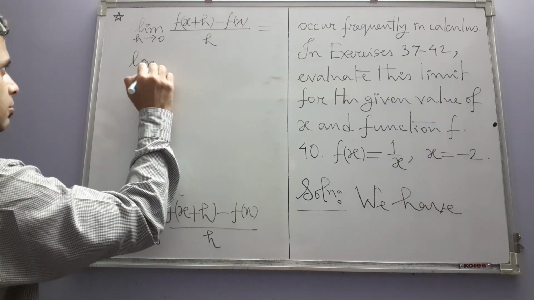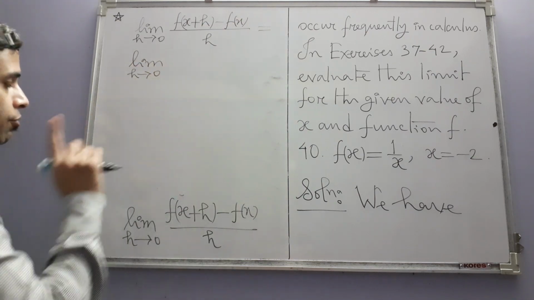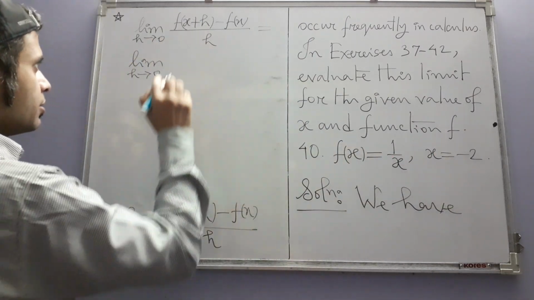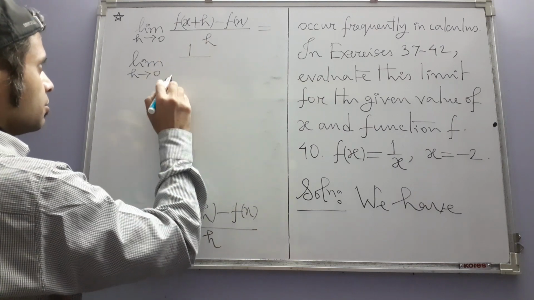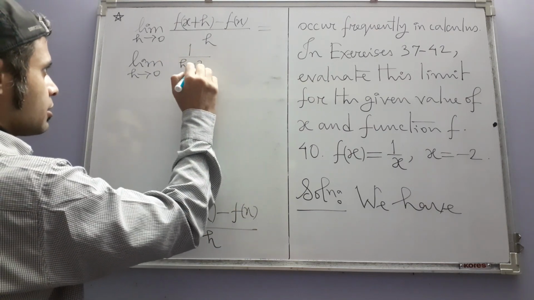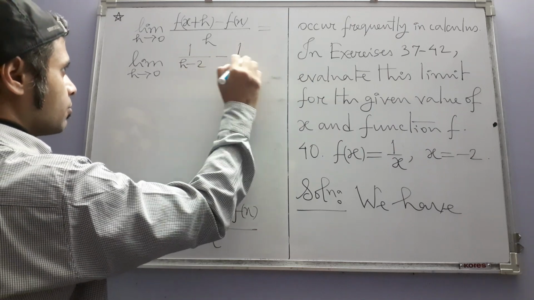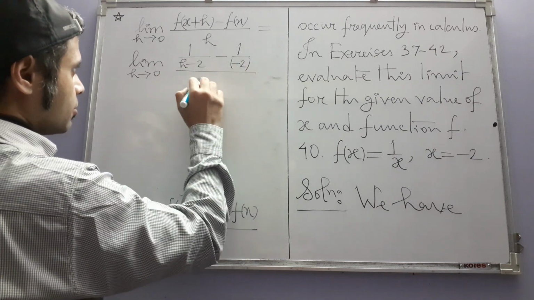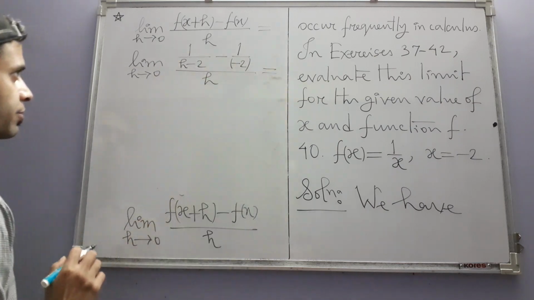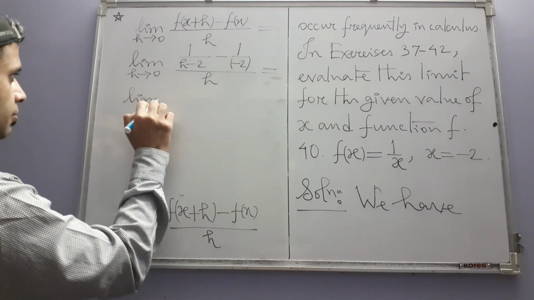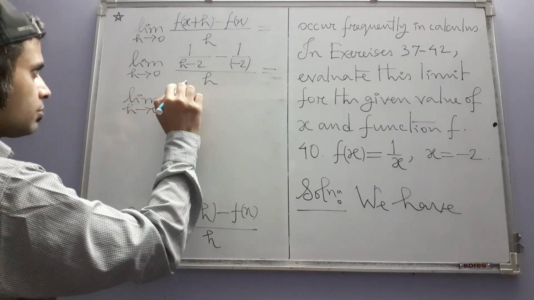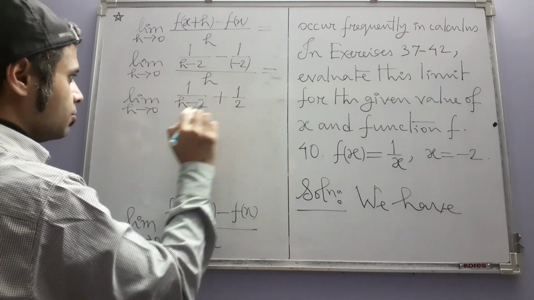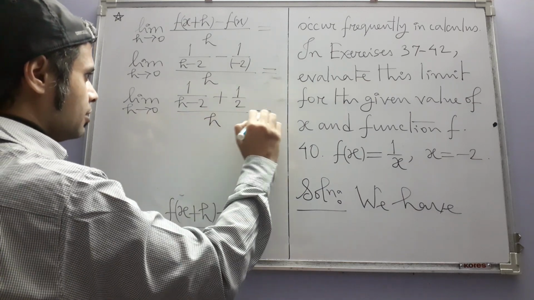This will be, okay, what is our x? Our x is -2 and the function is the reciprocal function. So -2 plus h are the same thing, h minus 2, 1 over -2 divided by h. Okay, so this becomes what? 1 over h minus 2 plus 1 over 2 divided by h.